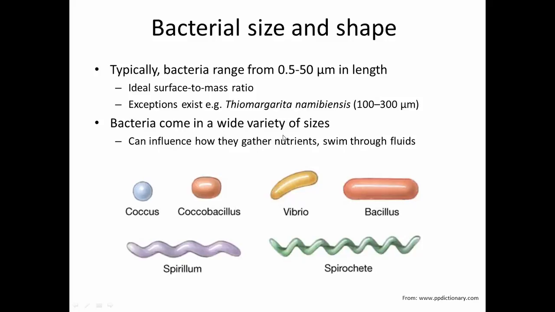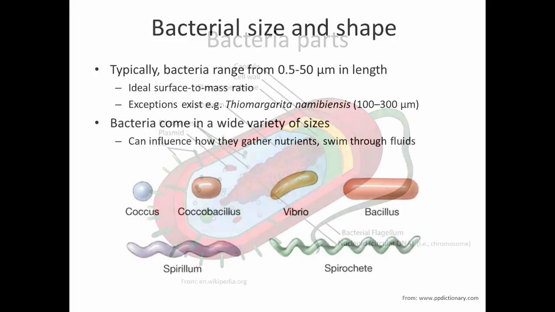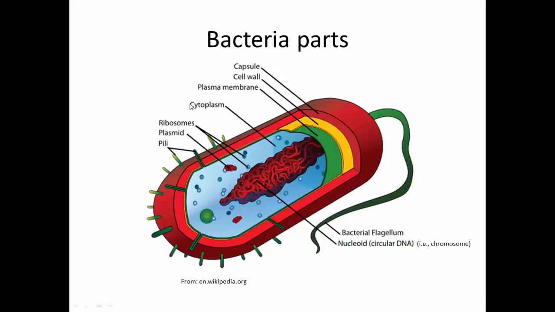So they can come in a wide variety of shapes and sizes, and this all influences how they gather nutrients, how they swim through fluids. So these spirillum and these spirochetes are known to just corkscrew their way through fluids, and they can do a lot of different things because they have a variety of different parts here.